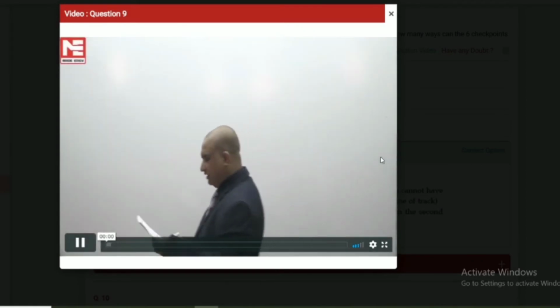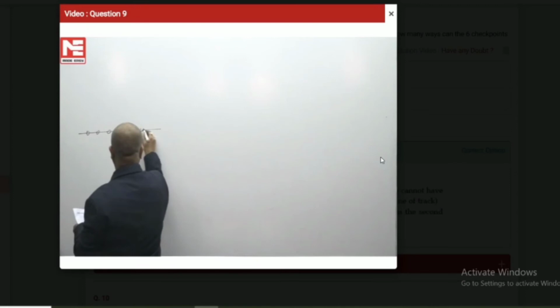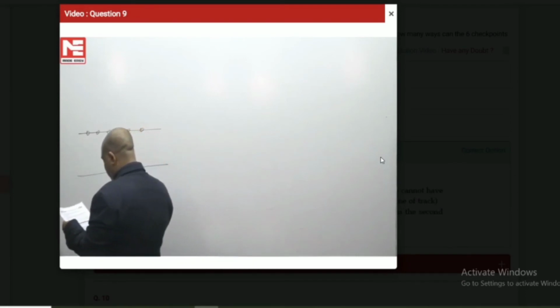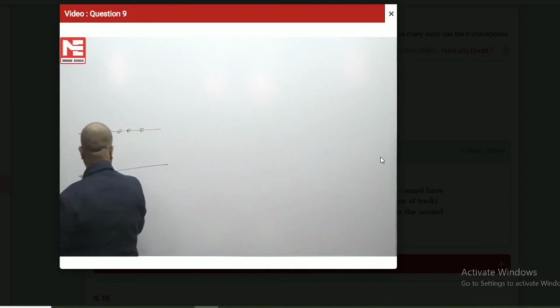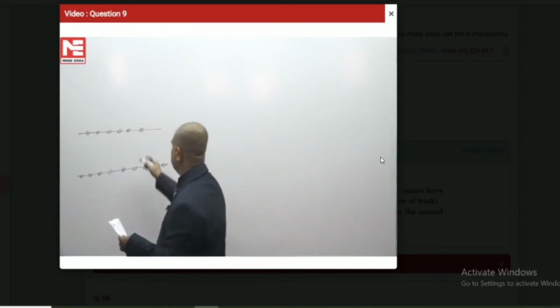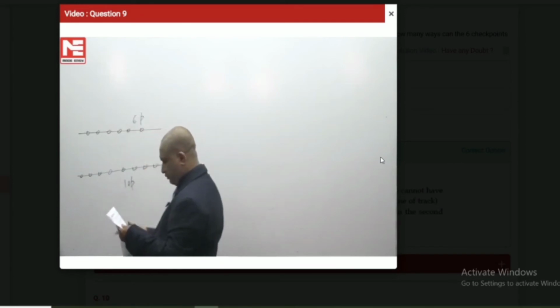Two tracks are parallel. The first has 6 checkpoints. So 1, 2, 3, 4, 5, 6 checkpoints and a parallel track. Another has 10. 1, 2, 3. Let its number be equal to 10. Arbitrarily I am drawing it, but you consider here 6 checkpoints and here 10 checkpoints.